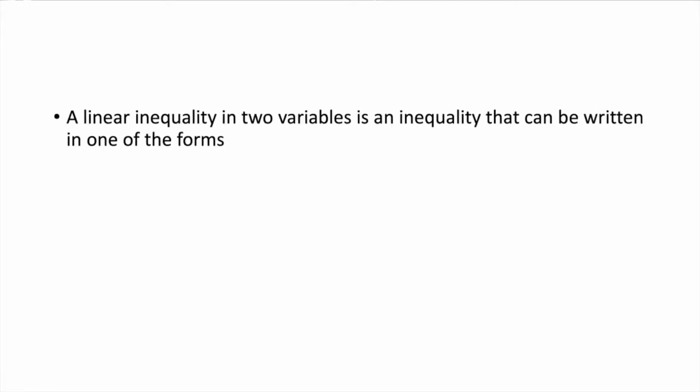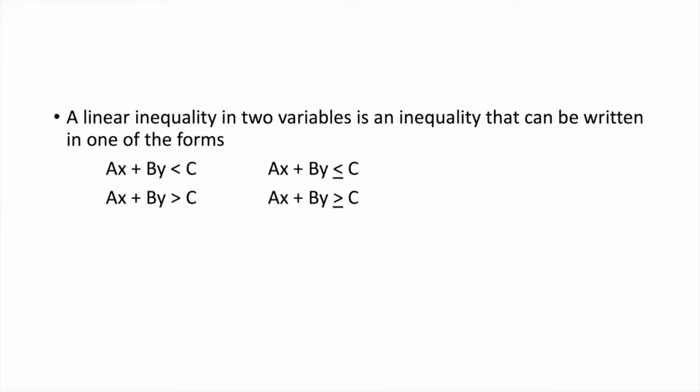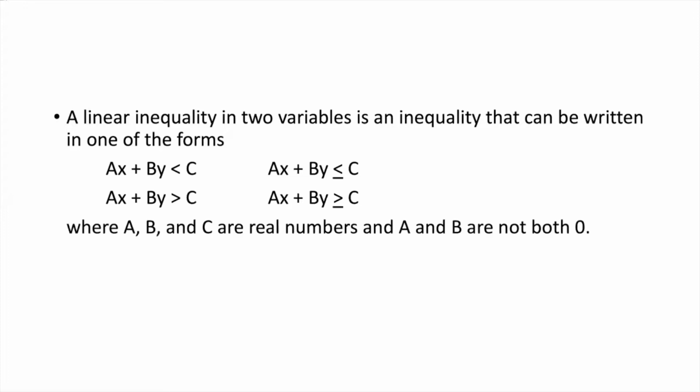All right, so when we're talking about a linear inequality in two variables, that is an inequality that can be written in one of the following forms. AX plus BY is either less than, greater than, less than or equal, or greater than or equal to a number C. So think about the standard form of a linear equation, and it's just got the equal sign replaced with an inequality symbol, where A, B, and C are real numbers and A and B are not both zero.